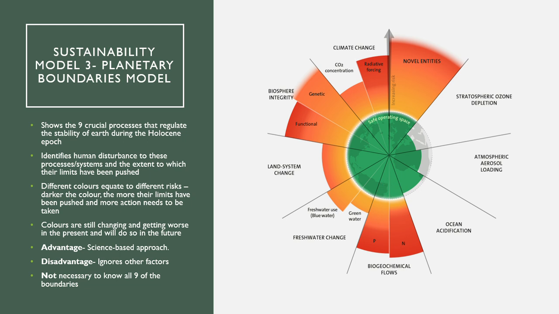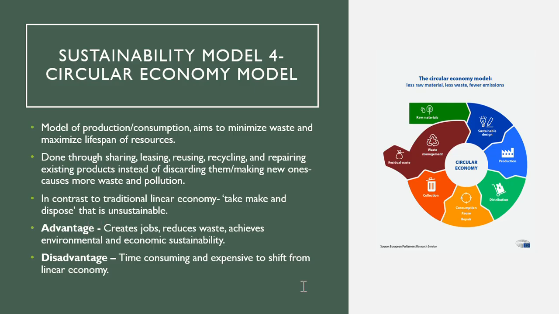An advantage of the planetary boundaries model is that it uses statistics and science to measure the extent to which the boundaries have been pushed, which makes it extremely accurate. However, the model focuses only on achieving environmental sustainability and ignores social and economic factors that might be in play. The fourth sustainability model is the circular economy model.